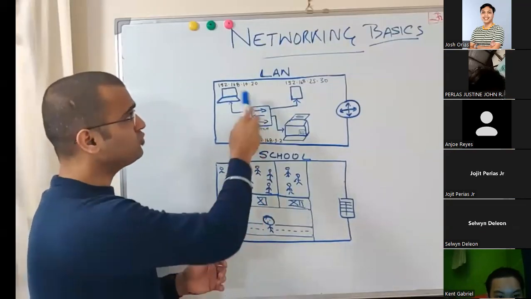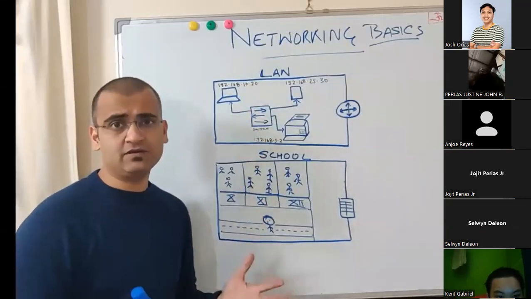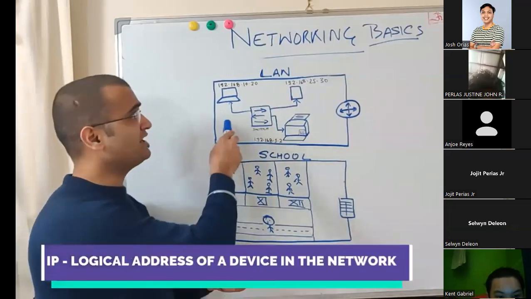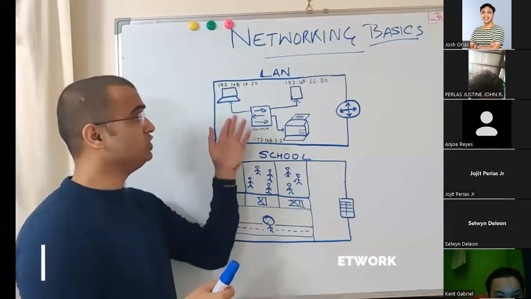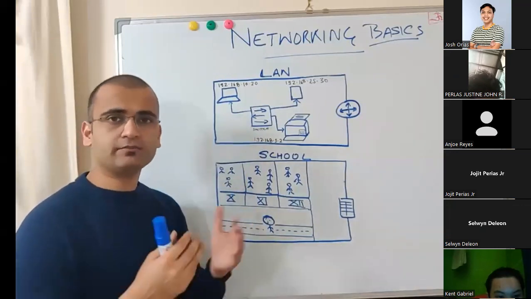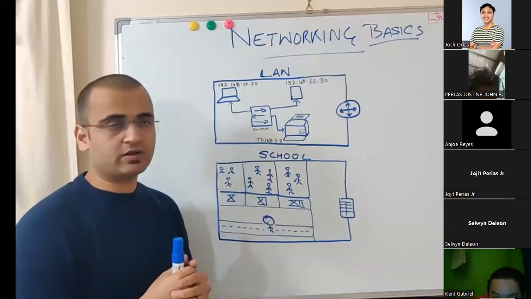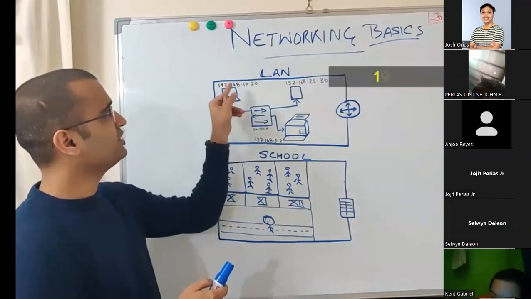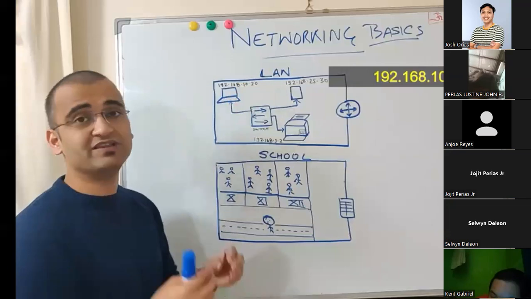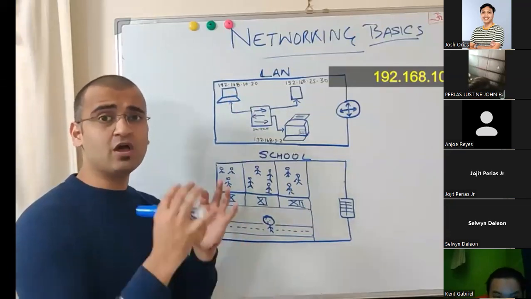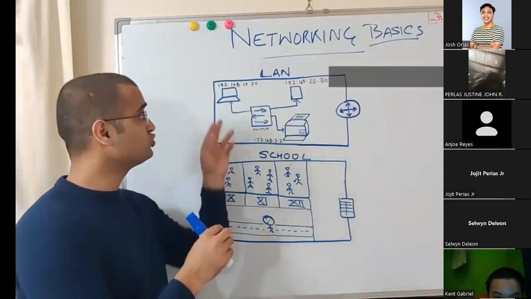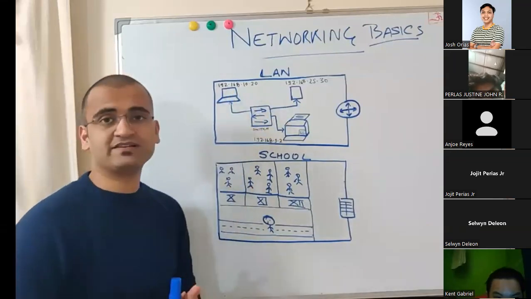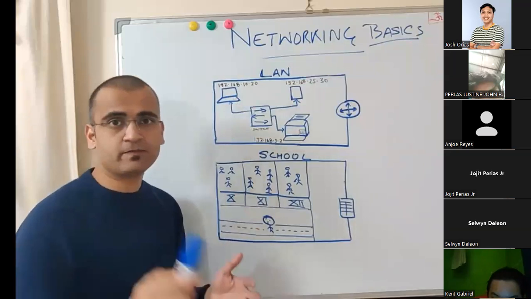So what is an IP first of all? So an IP is a logical address to identify or locate your specific machine on a local area network. So suppose in this case the laptop IP address is 192.168.10.20. This is a logical address. Any device which wants to talk to this particular laptop can send a message to this particular IP address.